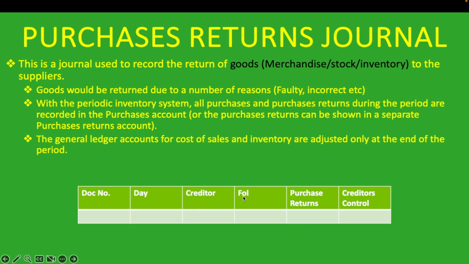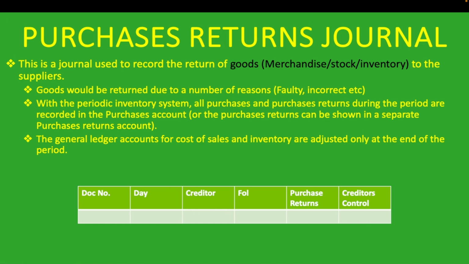Okay, and then the folio here, this is basically a cross reference where the amount relates to, and so that's what you would put there if you are required to do so. And then the purchases returns column here, you're basically putting the amount that the goods relate to. And so if I bought the goods that I'm returning for 1,000 Rand, I'll put the 1,000 Rand here, as well as the creditors control, I'm putting the 1,000 Rand here.